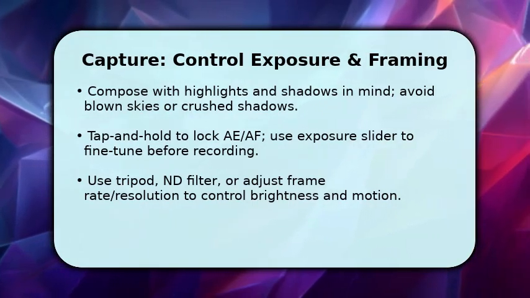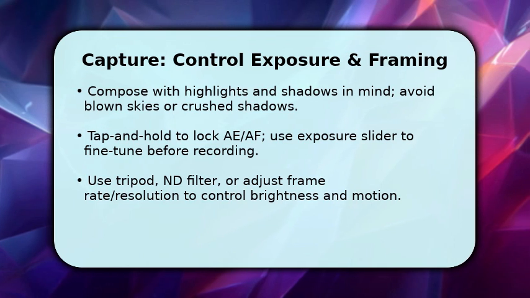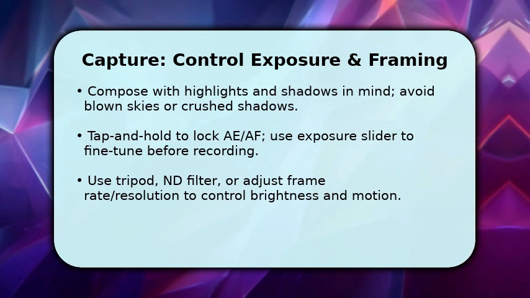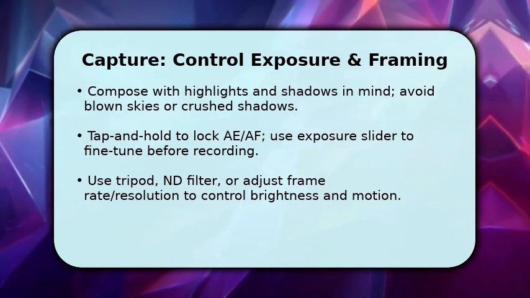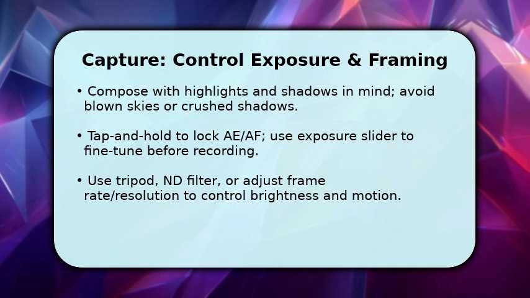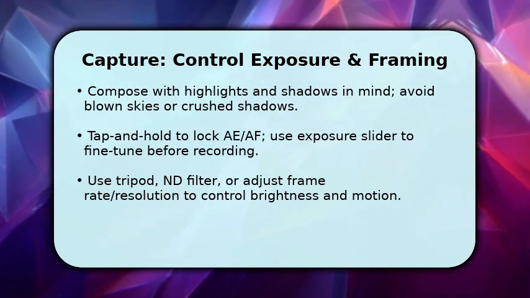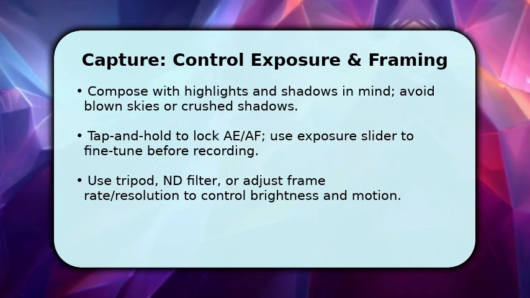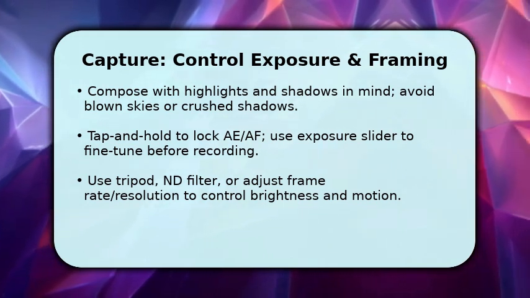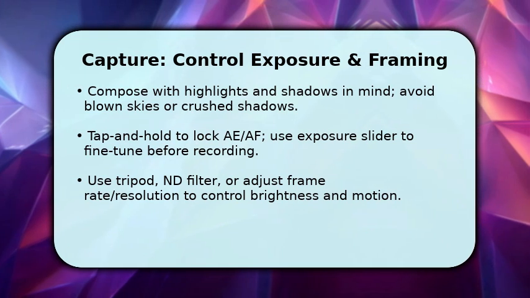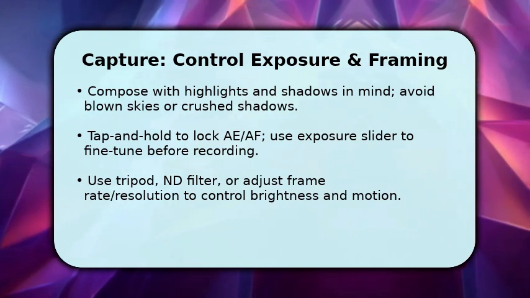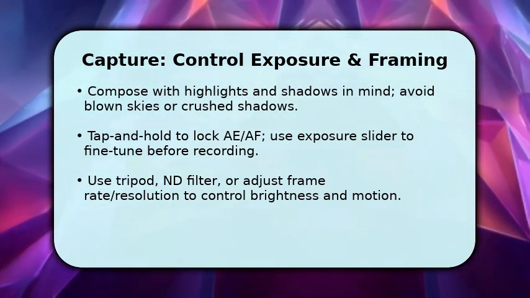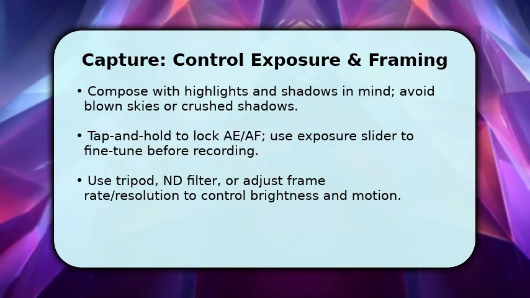Now you'll shape the image. Compose with both bright highlights and deep shadows in mind so HDR can do useful work. Tap and hold on your subject to lock AE/AF, then slide the exposure control up or down to prevent clipping. This keeps details in both ends of the histogram. Once that's set, stabilize with a tripod or gimbal, or add an ND filter when outside. Adjusting resolution or frame rate can also reduce noise and improve perceived dynamic range while you record.